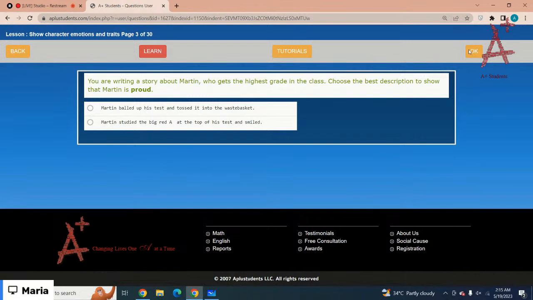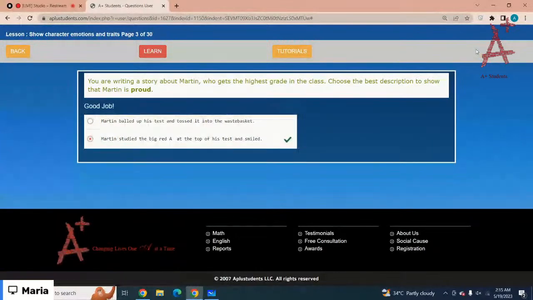It would be the second one. Got it? Martin studied the big red A on the top of his test and smiled because he knows he can get an A. So he is proud. That would be the second one. Got it? Tossed means he is confused, but he is not confused. He is proud.